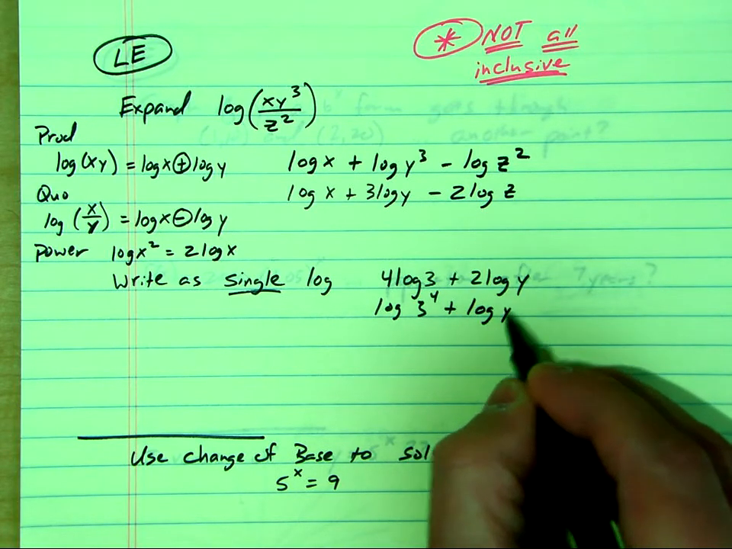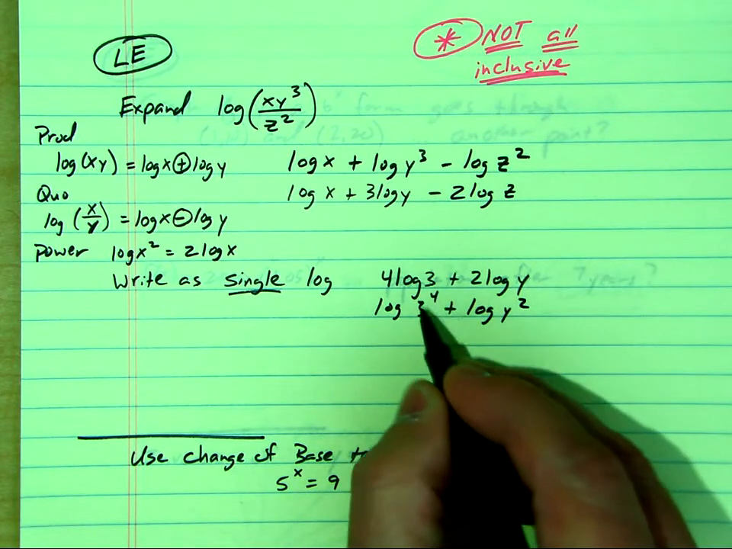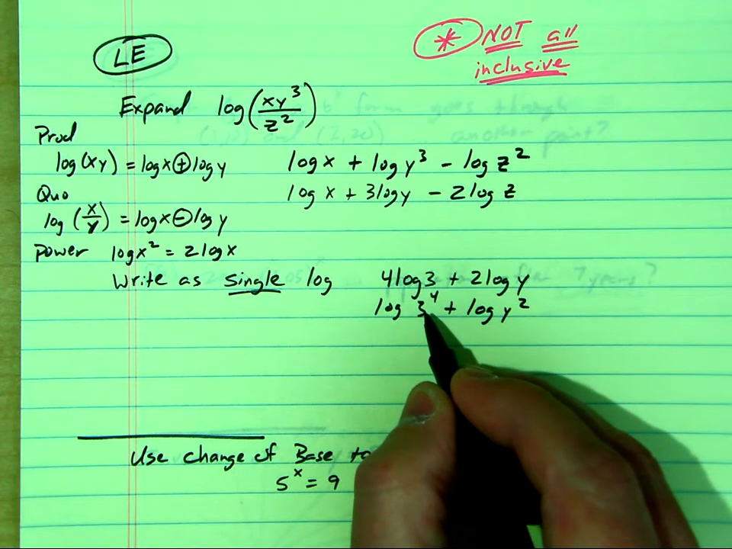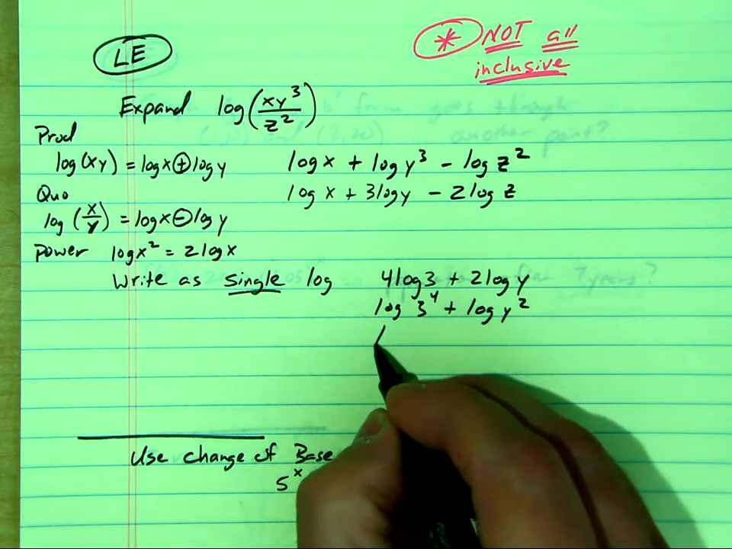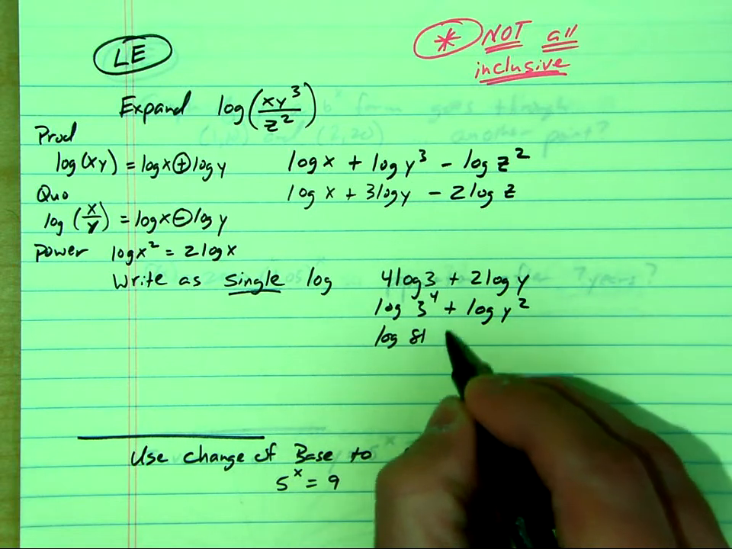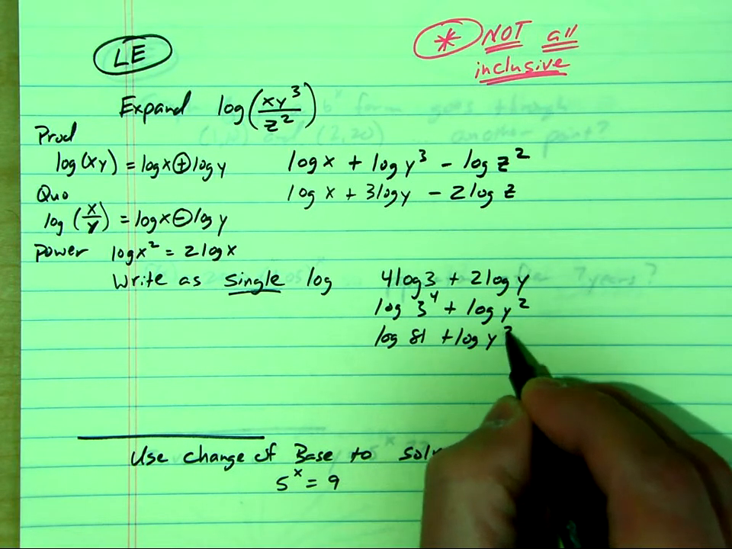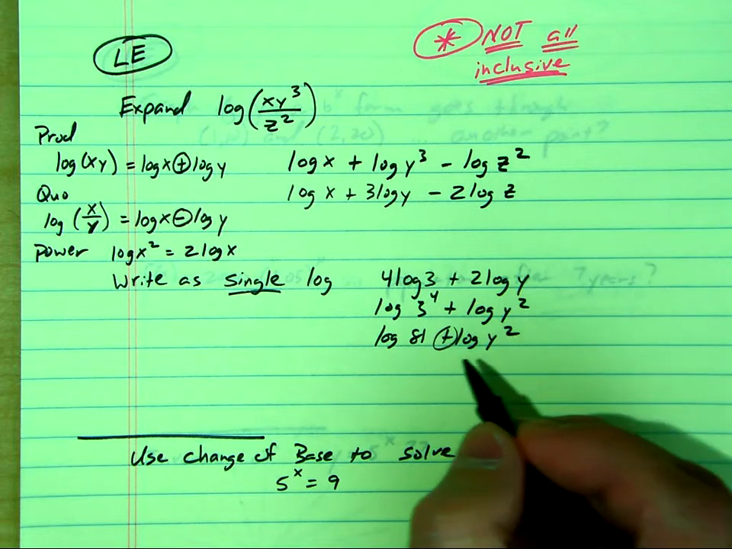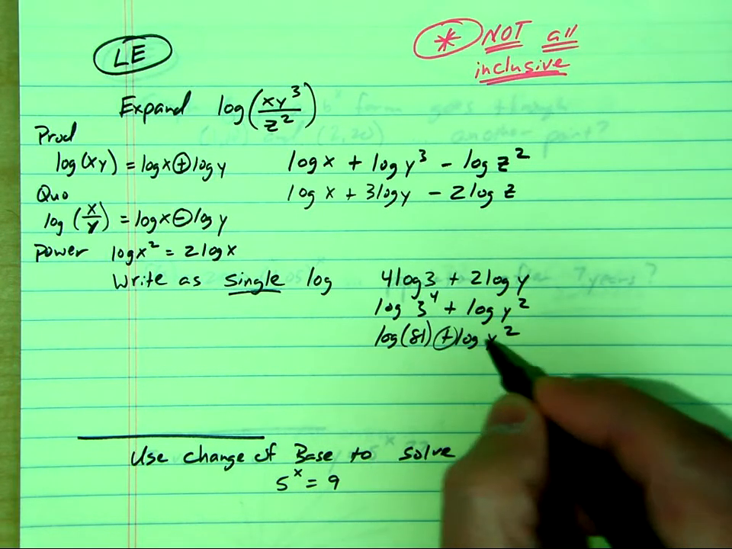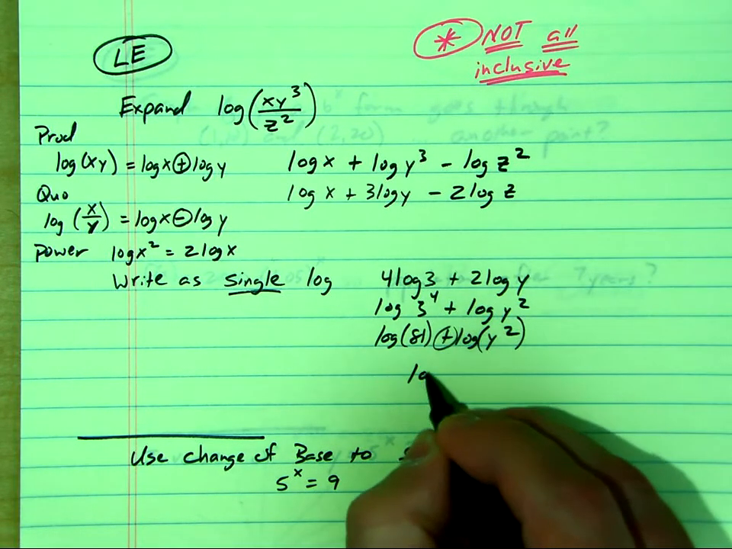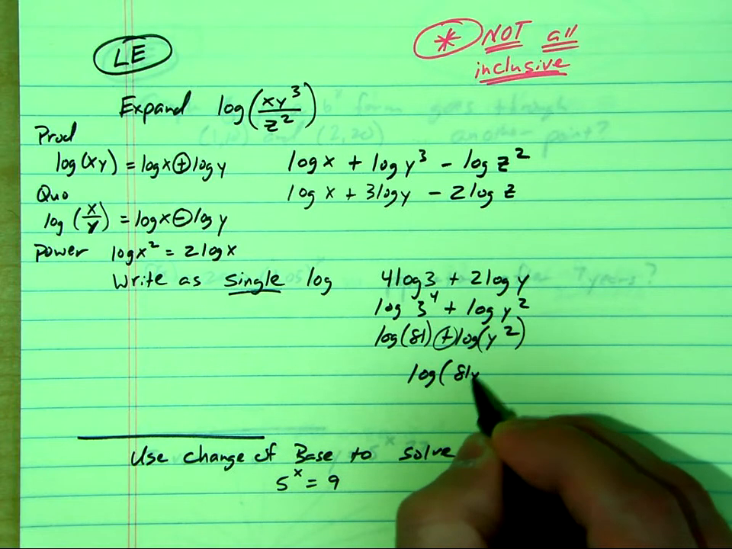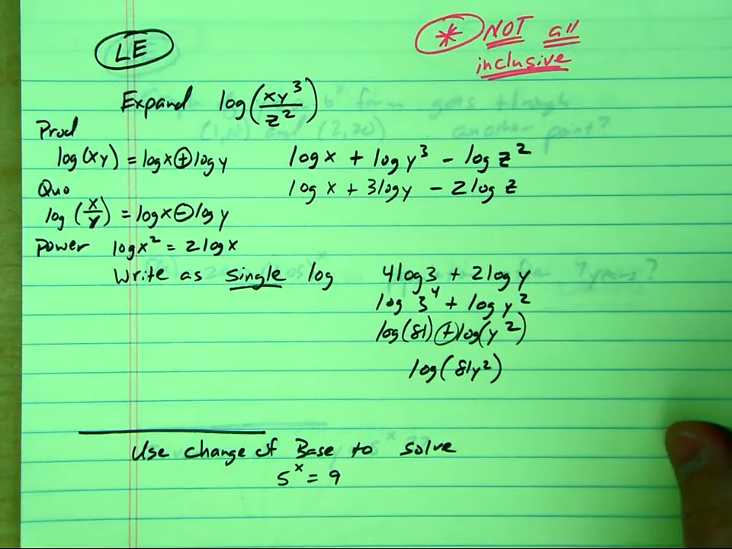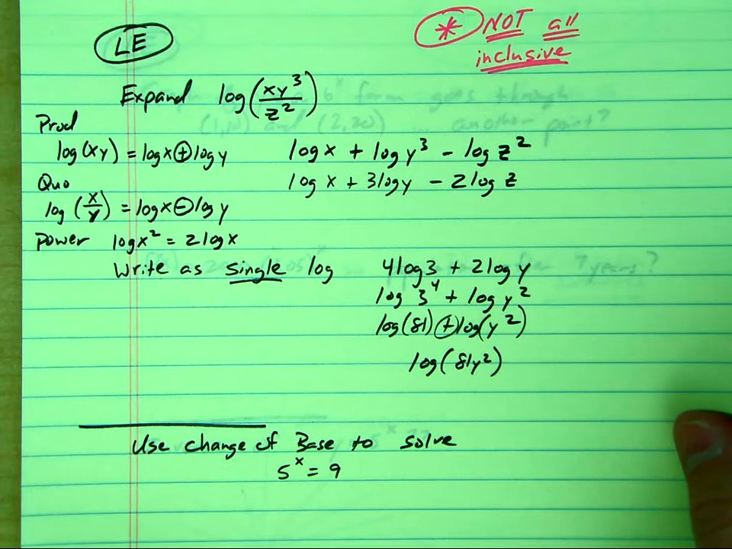Good. Now, can I simplify 3 to the 4th? Everybody say yes. Yes, what is 3 to the 4th? Somebody say 81. It's 81. So what can I say? That's log of 81 plus log y squared. Now this is the product property, right? Because it's a sum of the logs. So what do I do with those arguments? I multiply them together. So it becomes log of 81y squared. The parentheses aren't necessary, but it kind of makes your work look more sophisticated, I guess.